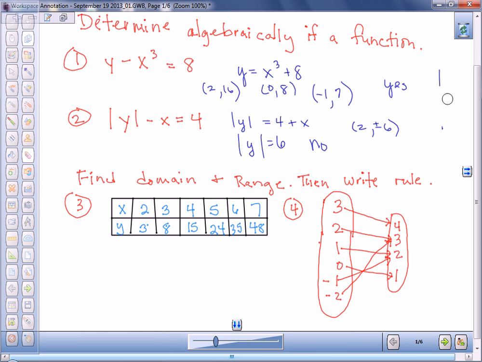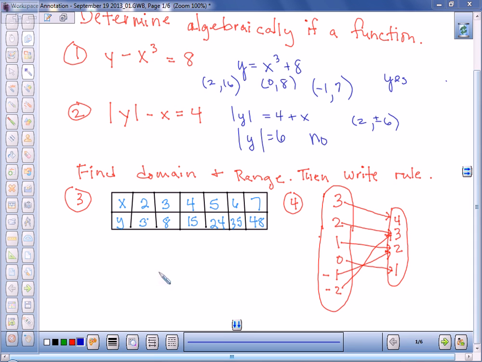All right, number 3. Is this a function? Yes. What is the domain? The domain is 2, 3, 4, 5, 6, 7. Did you write it as a set of those discrete elements with the braces at either end? Yes. Not as an interval, because it doesn't include like 2.5. We can't write it as an interval. Okay, the range would be 3, 8, 15, 24, 35, and 48.